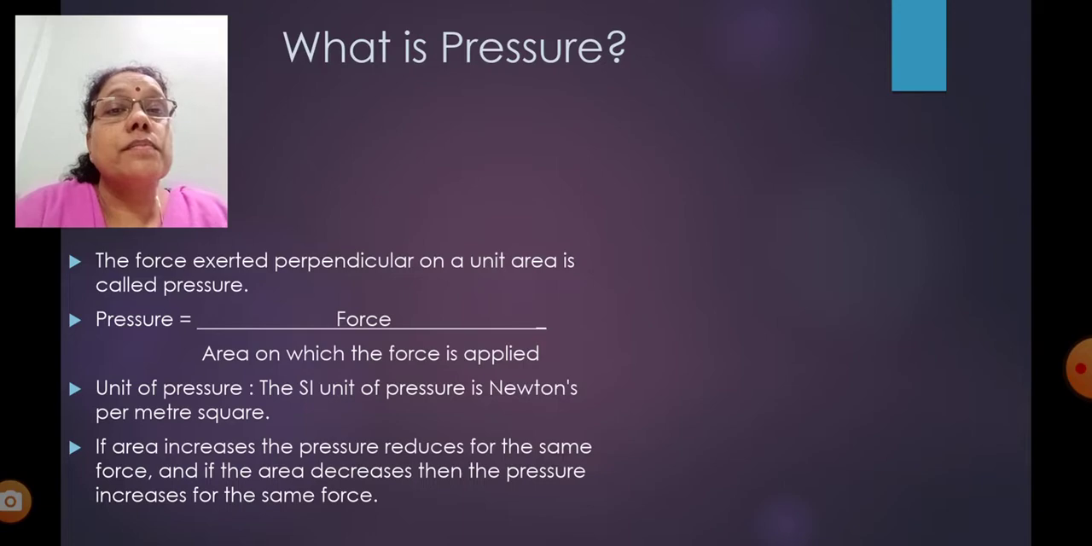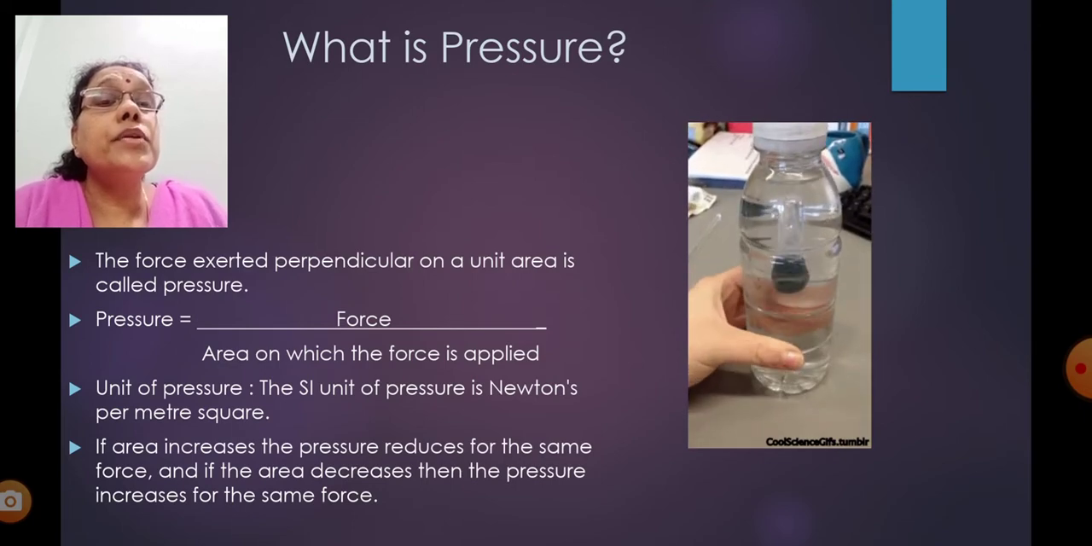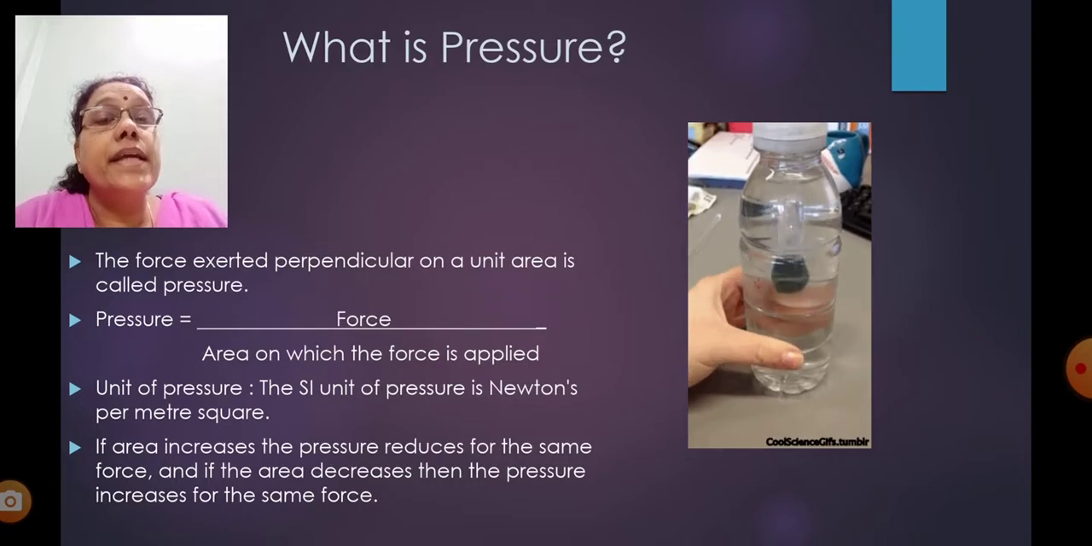What is pressure? The force exerted perpendicular on a unit area is called pressure. Pressure is equal to force upon area on which the force is applied. Unit of pressure. The SI unit of pressure is Newton per meter square. If area increases, the pressure reduces for the same force. And if the area decreases, then the pressure increases for the same force.